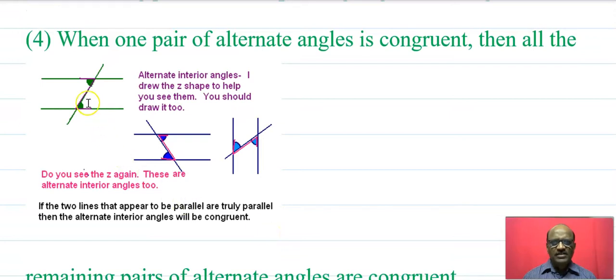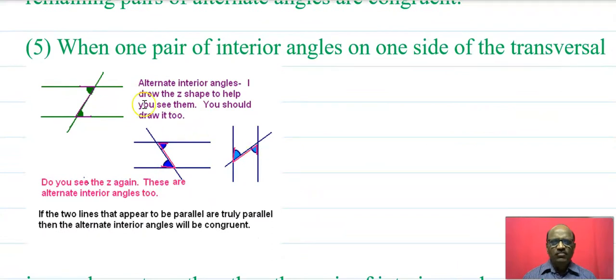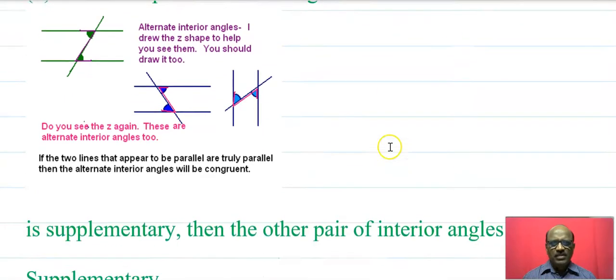Now see this figure. Here are alternate angles. These two lines are parallel. They are congruent. This is also two lines. They are parallel. Alternate angle pairs are congruent. Now the next. When one pair of interior angles on one side of the transversal is supplementary, then the other pair of interior angles is also supplementary.